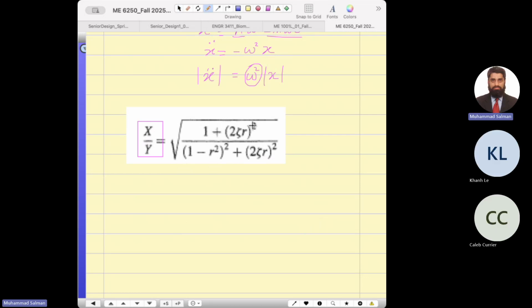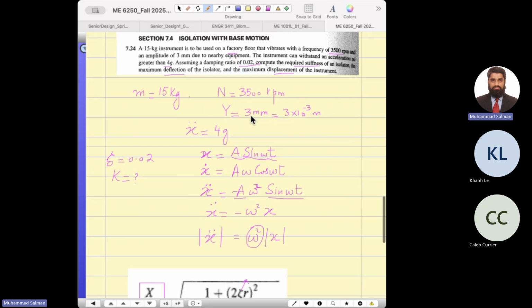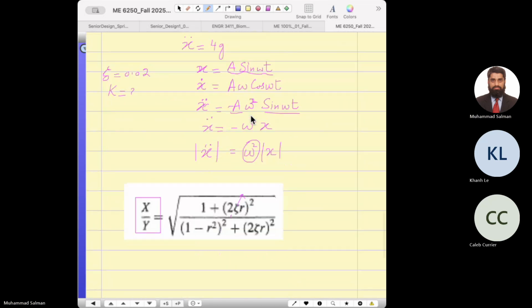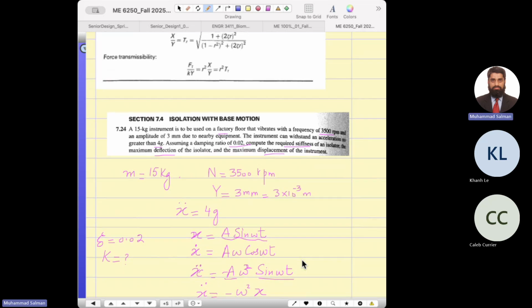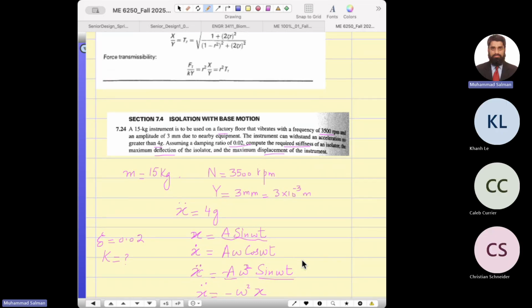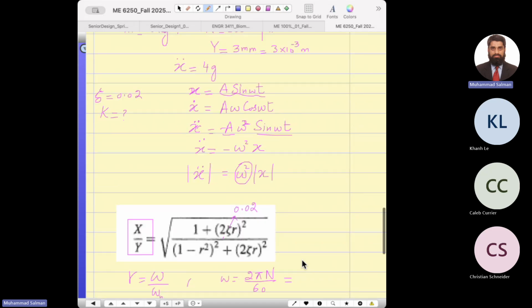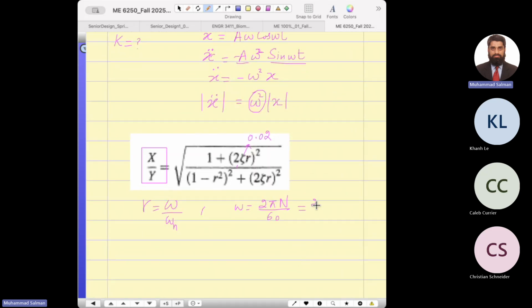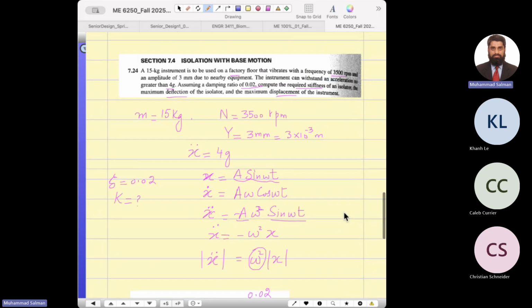And do we have zeta? Yes, we do have zeta, which is equal to 0.02. And do we have omega? So what is R? R is equal to omega over omega n. And what is omega? Omega equals 2 pi n over 60, which is the vibration of the floor, and the amplitude is given. So I can write down here omega as 2 pi over 60 times n, where n is 3500.